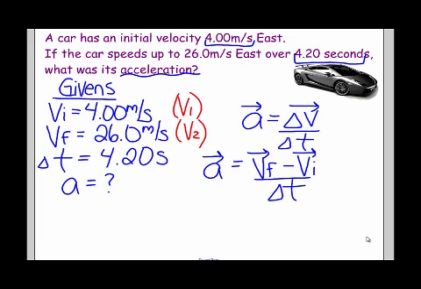So now we can plug in our numbers here. Final velocity we know is 26.0 meters per second. I have an initial velocity of 4.00 meters per second. So all I'm doing is taking my givens and plugging them in where they match the formula.